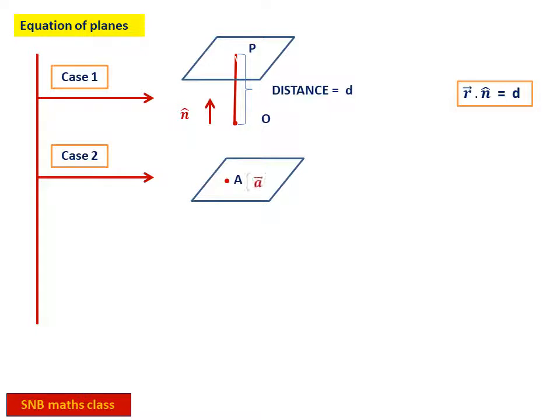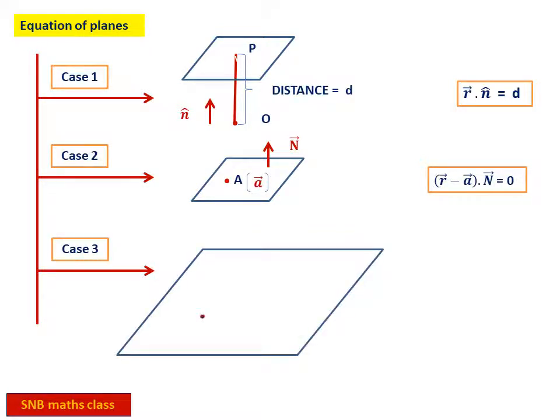Now case 2. Consider a plane, and A is a point whose position vector is a, and n is not a unit normal, it is the normal. So that is the difference. You see, n cap means unit normal. Here capital N is given, that is vector n, which is a normal vector to the plane. If this is given, then the equation of the plane is (vector r minus vector a) dot vector n equal to 0.